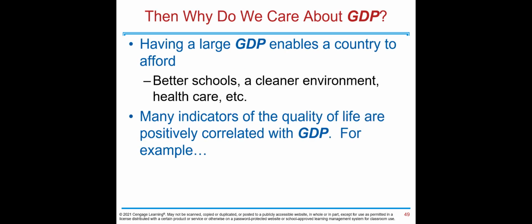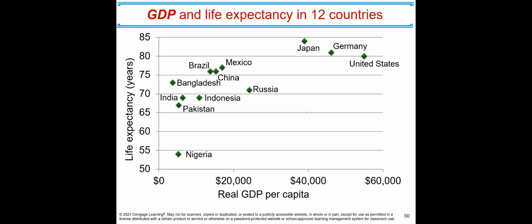Having a large GDP enables a country to afford better schools, a cleaner environment, and healthcare. Therefore, GDP is a good measure, but is not a perfect measure. Many indicators of the quality of life are positively correlated with GDP. For example, the higher the GDP, the higher the life expectancy. Look at the countries that have higher GDP. Japan, Germany, United States have life expectancy around 80 years old.